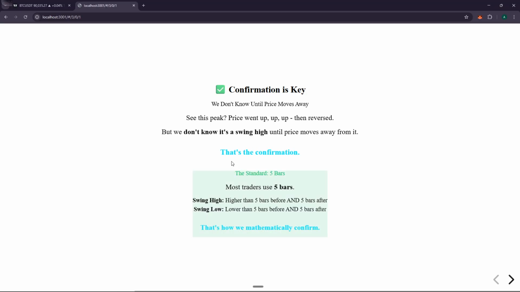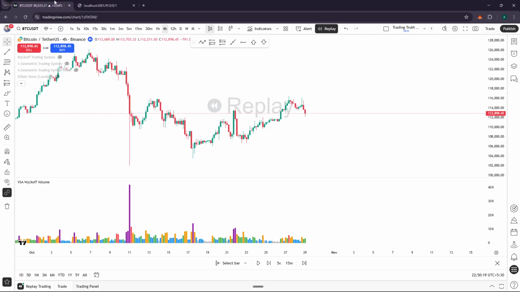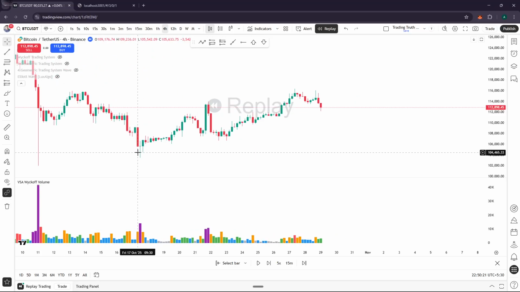The standard that's very simple to practice is 5 bars. Most traders use 2 bars or 3 bars, but I'm just showing you the example with 5 bars. A swing high will be higher than the 5 bars before and the 5 bars after, and a swing low will be lower than the 5 bars before and the 5 bars after. That's how we mathematically confirm it. If I come to this point, you can see this is the lowest before certain candles and the lowest after certain candles.